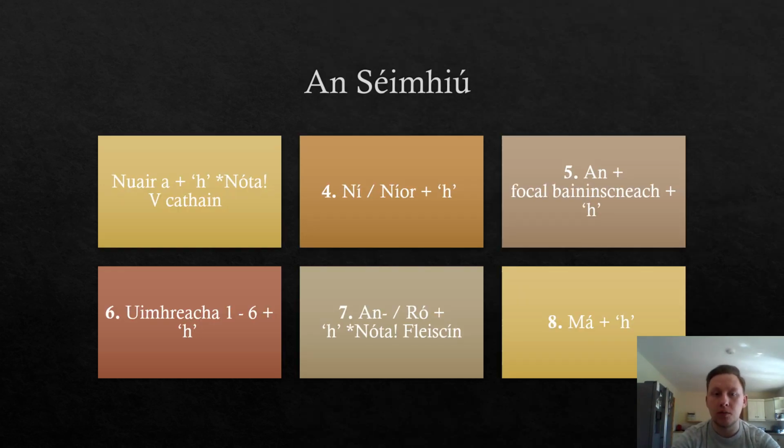So there are many other rules when it comes to the Séimhiú, so I'm just going to run through them very quickly. So we have nor a plus the Séimhiú. We have ni or near plus the Séimhiú. So examples would be, you would know this from when you're learning your grammar, it's ni plus Séimhiú, near plus Séimhiú. Un plus the focal buininchgnach. Buininchgnach is feminine, so a feminine word plus the Séimhiú. Ibrica hen gadi sé plus the Séimhiú. Anna or ro plus the Séimhiú, so anava, something you'd be very used to. Ro he, okay, too hot. Roada, too far, and then we have ma plus Séimhiú.